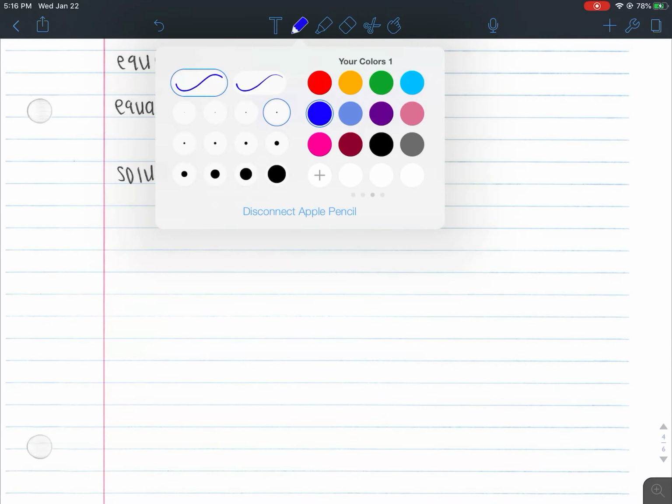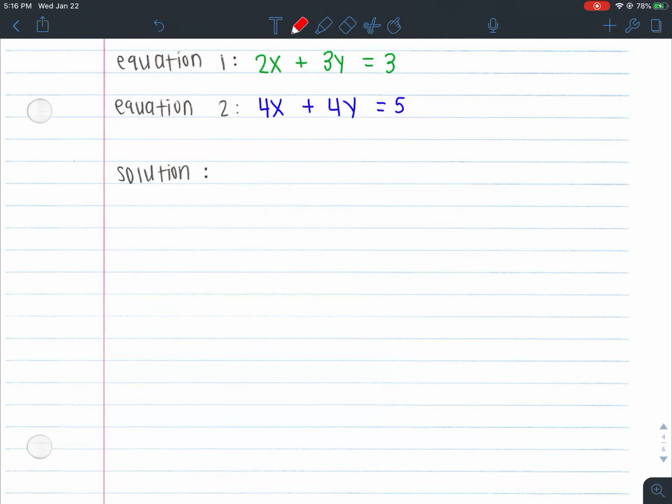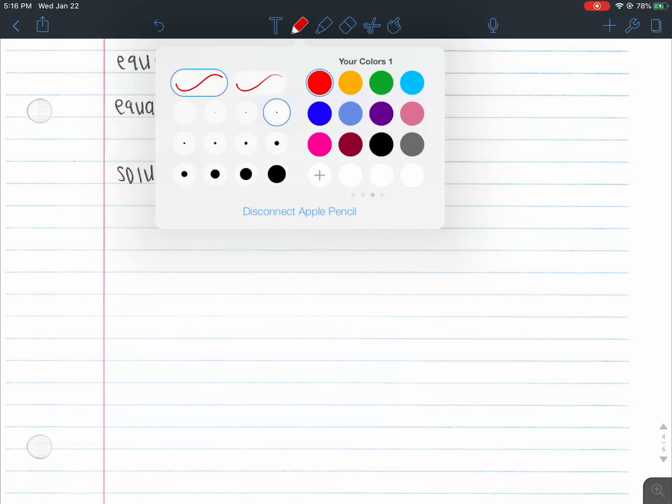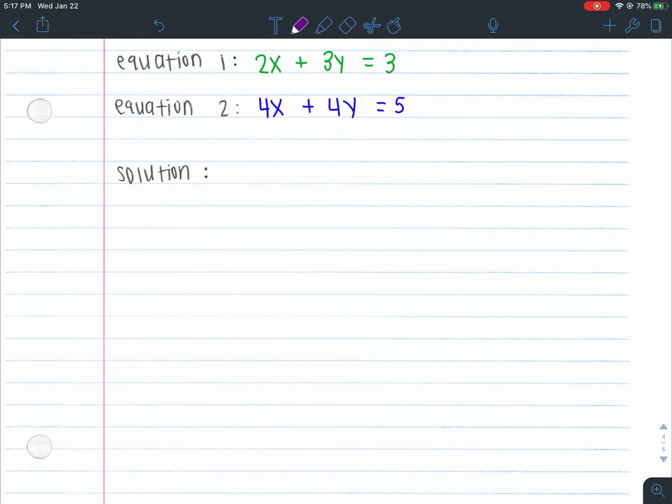Okay, now we're going to solve. We're going to use elimination, right? Because our lesson over here was solving systems by elimination. So we don't want to use substitution and we don't want to graph. I'm going to go ahead and copy down the equations down here just so that I can see them better.